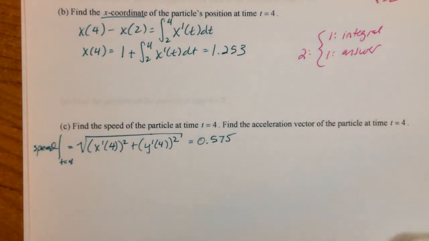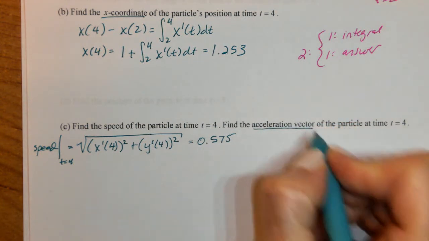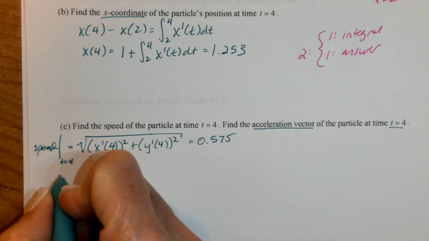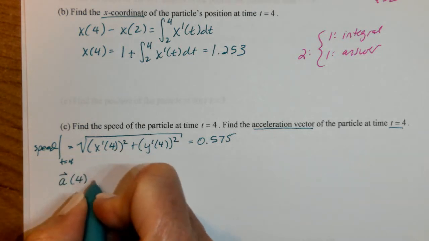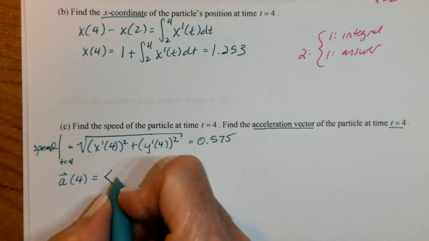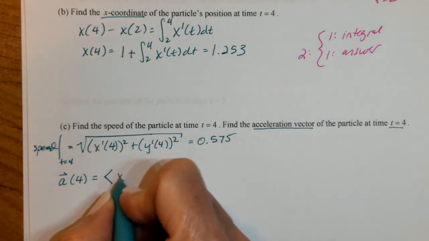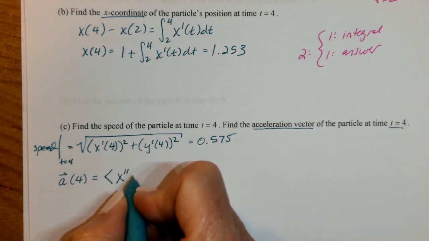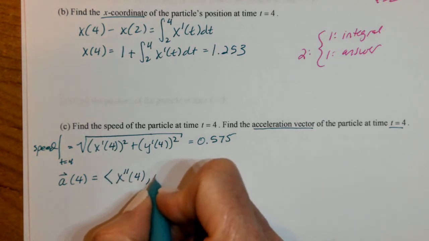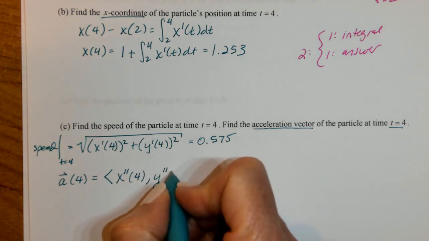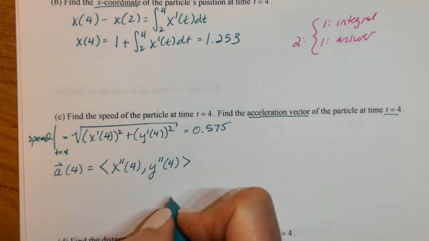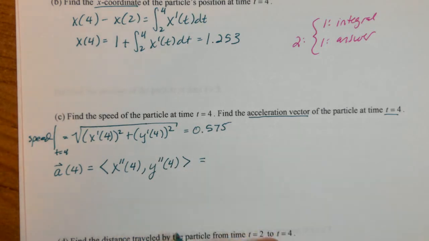And now we want the acceleration vector at time 4. So the acceleration vector at time 4 will be a vector. It will have two coordinates. The x coordinate will be the second derivative of x at time 4. The y coordinate will be the second derivative of y at time 4. So remember, we always have to say what we're doing to get our values.